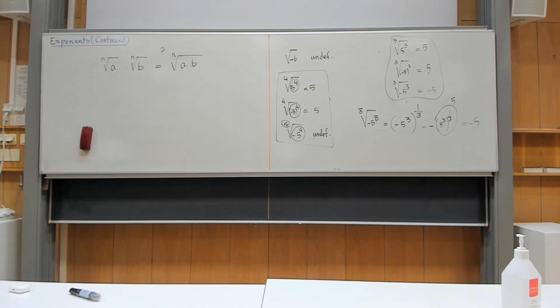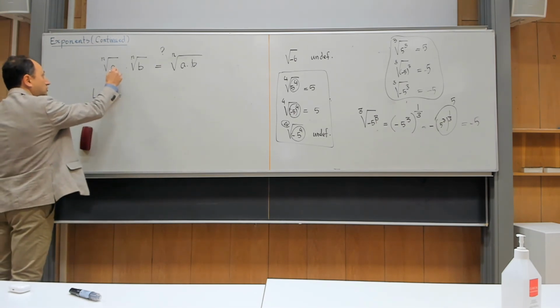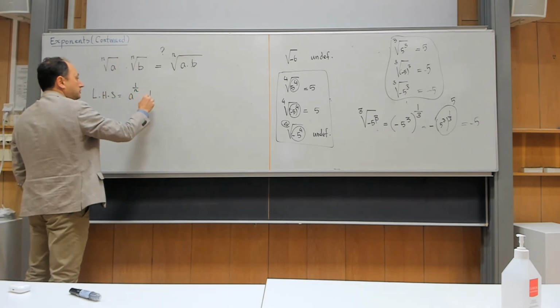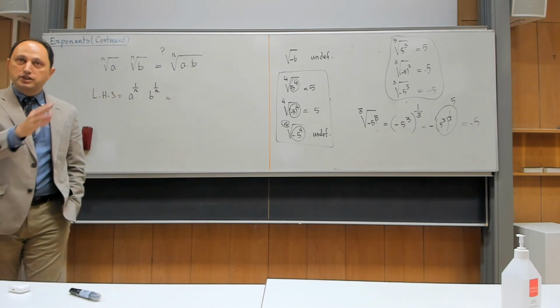I told you that whatever you know about the powers also works here. Yes? Do you want to say something? Yes? Because the nth root of a and nth root of b is the same thing as writing a to the power of 1 divided by n. Very good. Just wait. So I start from the left hand side. Thank you. So you are saying that this is another symbol for this. Yes? And this is another symbol for this.